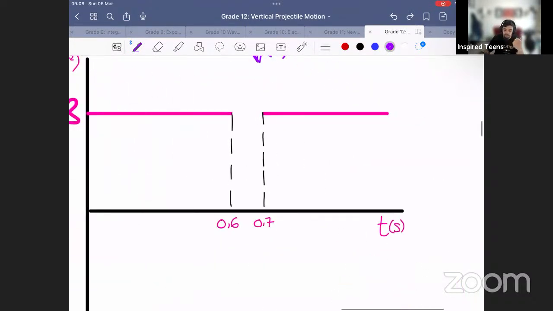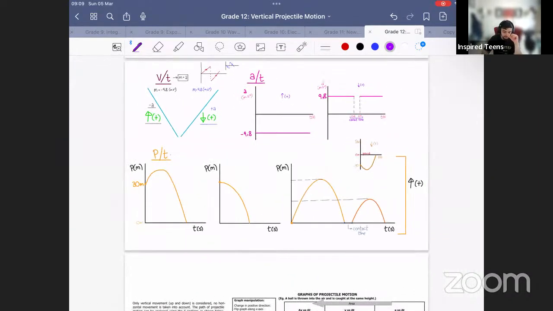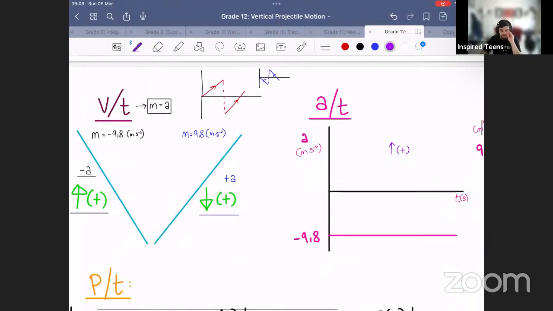So during contact time, there's obviously no acceleration. So in this time here, the object was in contact with whatever it was in contact with, maybe the ground if it's a bouncing ball, and there was no acceleration. Therefore, the acceleration graph disappeared for that split second and then came back to being 9.8. Okay, so that's velocity versus time graph, acceleration versus time graph explained.